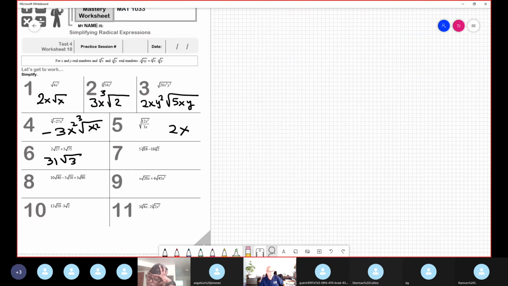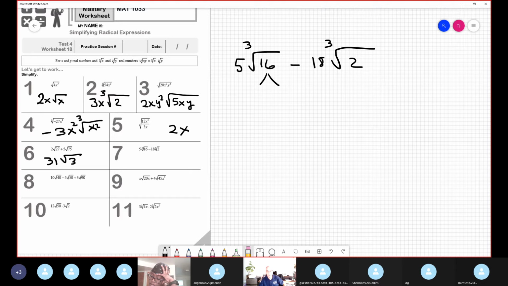Moving on to number 7. Number 7 is 5 cubic root of 16 minus 18 cubic root of 2. We break down 16: divided by 2 is 8, divided by 2 is 4, divided by 2 is 2. And we are working with the cubic root, therefore we group 3 by 3.